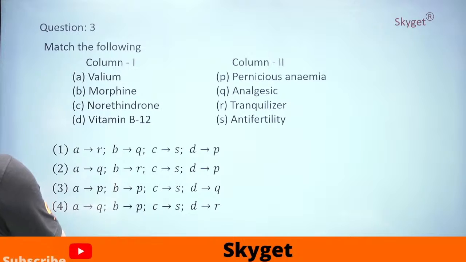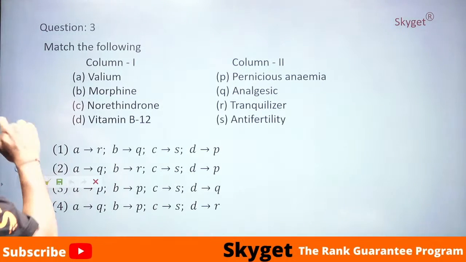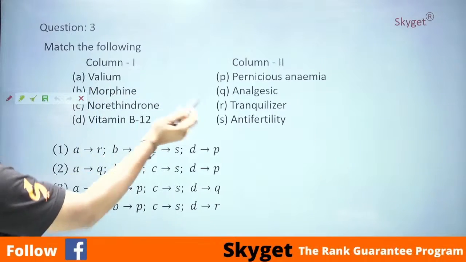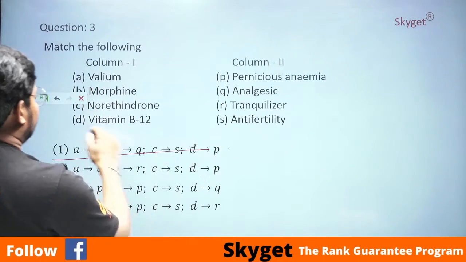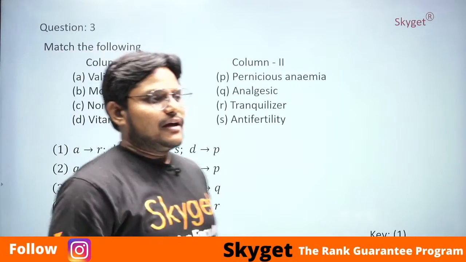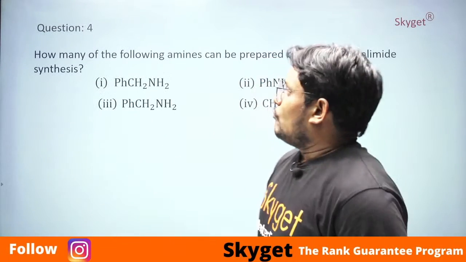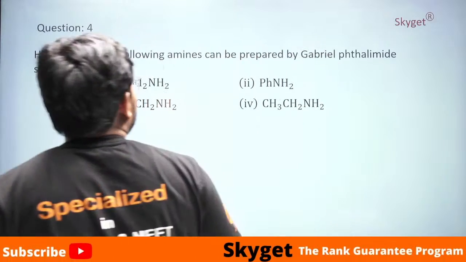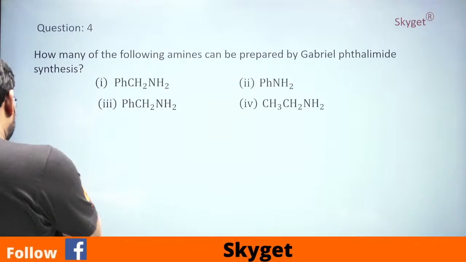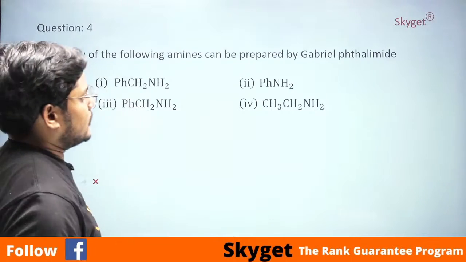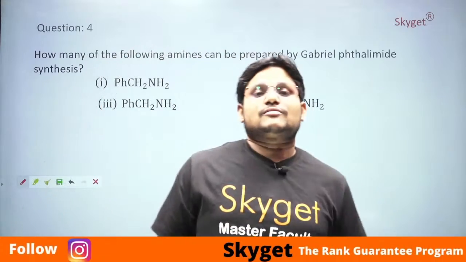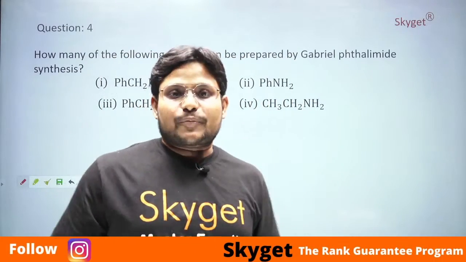So if you see here, what is the option, students? Here, A, R. Only one option is given, and the option is option A. Okay, students. Next, what's the question? How many of the following amines can be prepared by Gabriel phthalimide? Okay, students, if you observe this, what is happening here? Yes, this question is a multiple choice, multiple answer question. More than one option is correct, students.